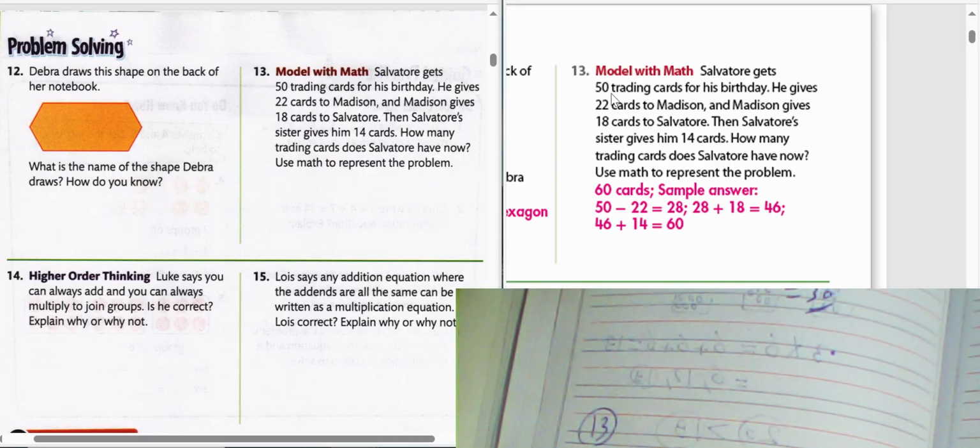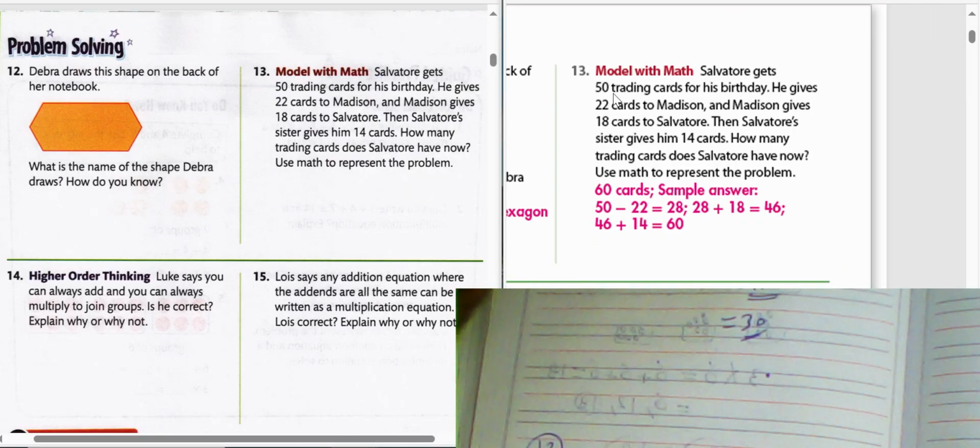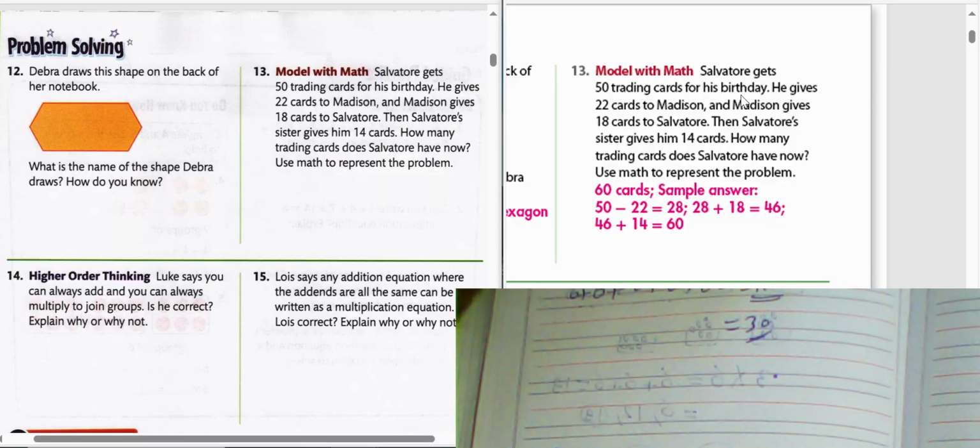Sylvester gets 50 trading cards for his birthday. He gives 22 cards to Madison, and Madison gave 18 cards to Sylvester. Then Sylvester's sister gave him 14 cards. How many trading cards does Sylvester have now? Use math to represent the problem. We have the total cards was 60 cards.